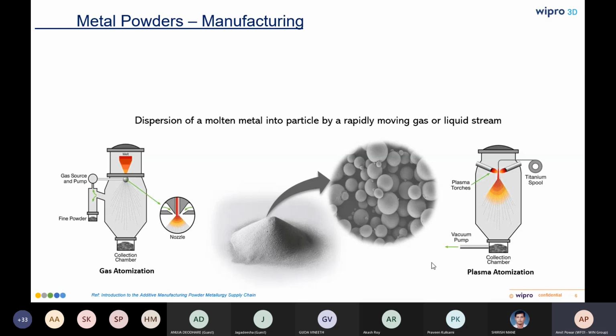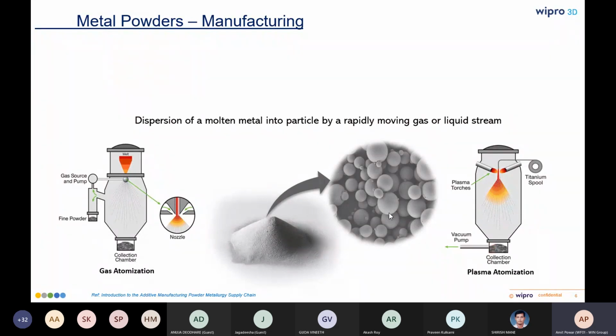So powder is manufactured through the atomization technique. So what is this atomization process? It is a dispersion of molten metal into particles by rapidly moving a gas or liquid stream. So here you can see the simplistic view of the atomization process. The left side schematic shows the gas atomization process, whereas the right side schematic shows the plasma atomization process.